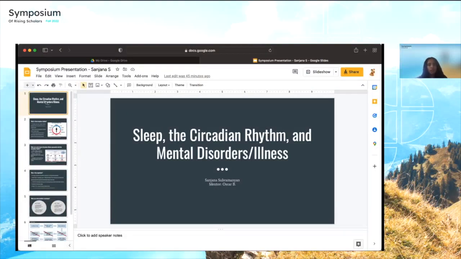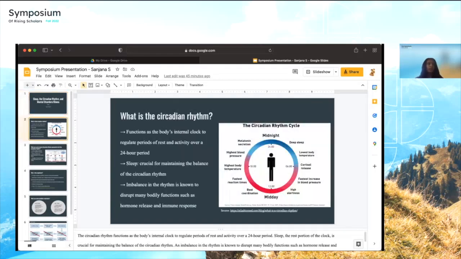Yeah. Okay, my name is Sanjana, and my literature review is about sleep, the circadian rhythm, and mental disorders or illnesses. The circadian rhythm functions as the body's internal clock to regulate periods of rest and activity over a 24-hour period. Sleep, the rest portion of the clock, is crucial for maintaining the balance of the circadian rhythm. An imbalance in the rhythm is known to disrupt many bodily functions such as hormone release and immune response. Conversely, many mental disorders are caused by an irregular pattern of hormone or neurotransmitter release.